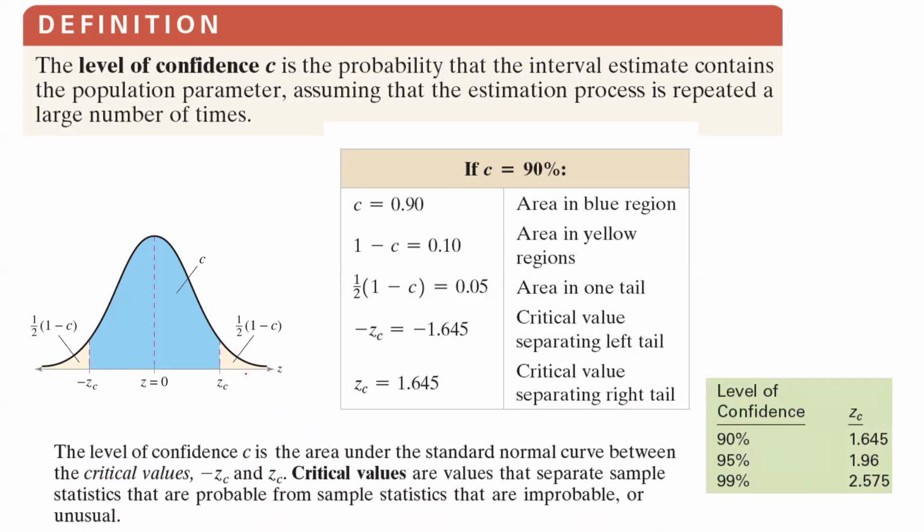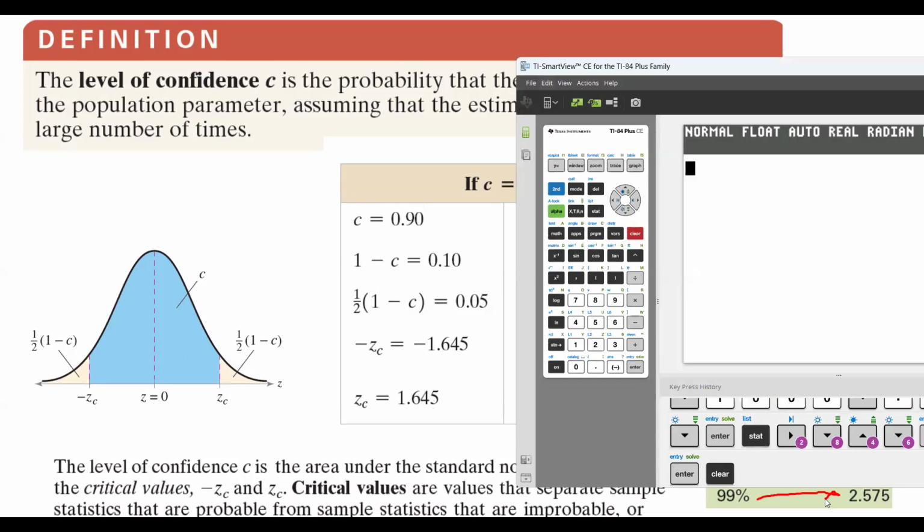You have some popular levels of confidence. For a 90% level of confidence, the area below the curve is 90%. The Z value for it is 1.645. A 95% level of confidence has critical value, or Z value on the horizontal line, 1.96. And finally, a 99% level of confidence has critical value 2.575.